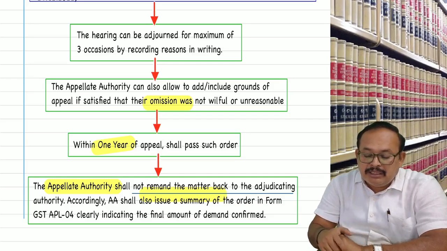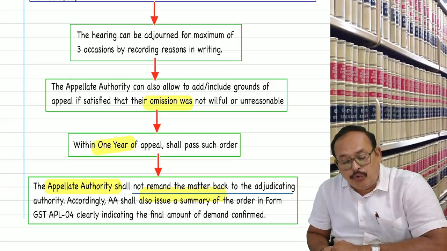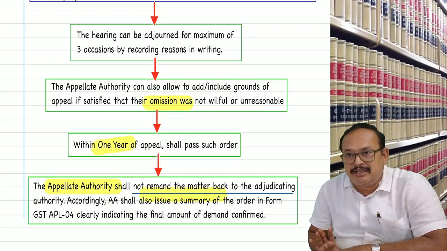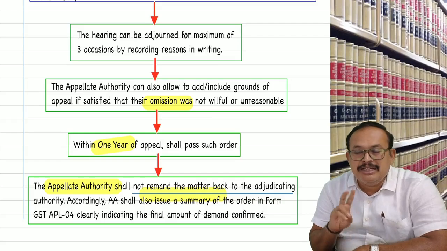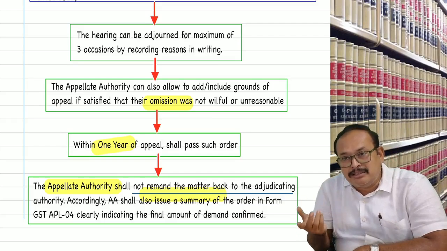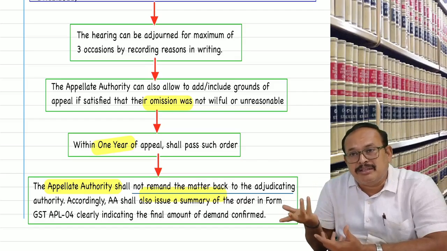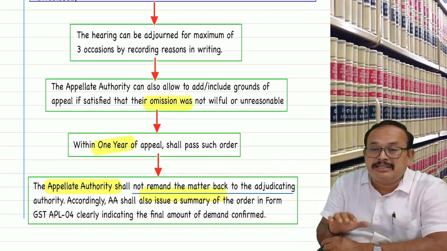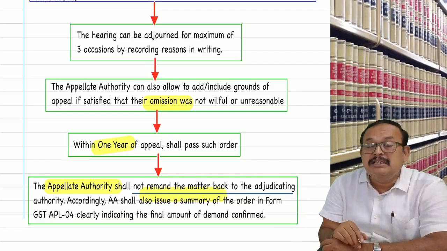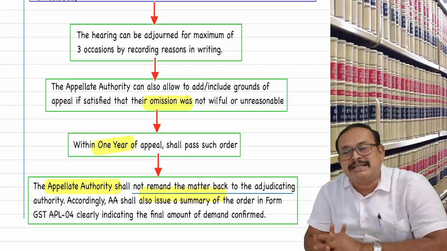Then the order passed by the appeal authority in form GST APL 04 clearly indicates the final amount of demand confirmed. Is it clear? So APL 01 to APL 04 is clear. APL 01 is the application for the taxpayer, APL 02 acknowledgement, APL 03 application for the department, APL 02 acknowledgement to the department. Thereafter, APL 04 is the order passed by the office of the appeal authority. Maximum time limit to hear the case is 1 year. Appeal to the appeal authority is 3 months for the taxpayer, 6 months for the department. These are all criteria.